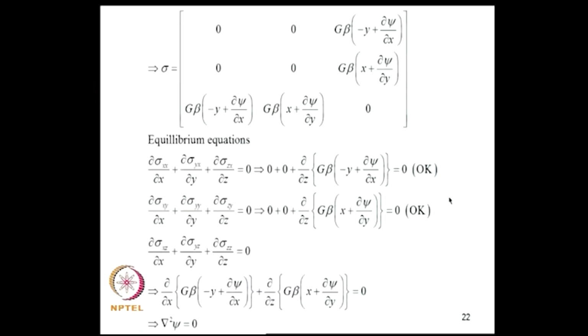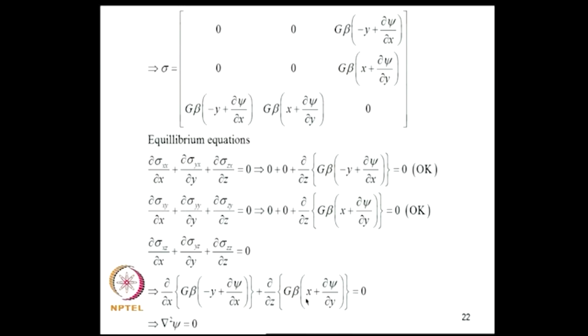Now, we go to the equilibrium equations, and this is the stress matrix. We consider individual terms in the equilibrium equations. Sigma xx is 0, therefore this is 0, sigma yx is 0, therefore this is 0, sigma zx is independent of z, therefore this is also 0, so the first equilibrium equation is satisfied. Similarly, you can verify that the second equilibrium equation also is satisfied. When we come to the third equilibrium equation, we have dou sigma xz by dou x, that is dou by dou x of this term G beta into minus y plus dou psi by dou x, plus the sigma yz term. Sigma zz is 0, therefore this term contributes 0.